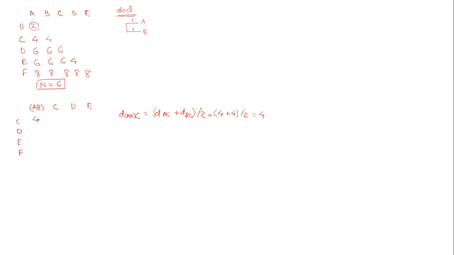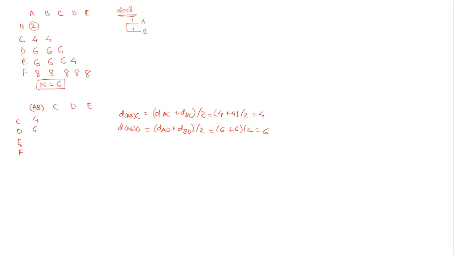Similarly, we would go on calculating the distance between AB and D. How are we going to calculate it? It is going to be the distance between A and D plus the distance between B and D, divided by 2. What is the distance between A and D now? A and D, we have got 6. Distance between B and D, again we have got 6. 6 plus 6 divided by 2 will give you the value of 6. So 6 will be populated over here.